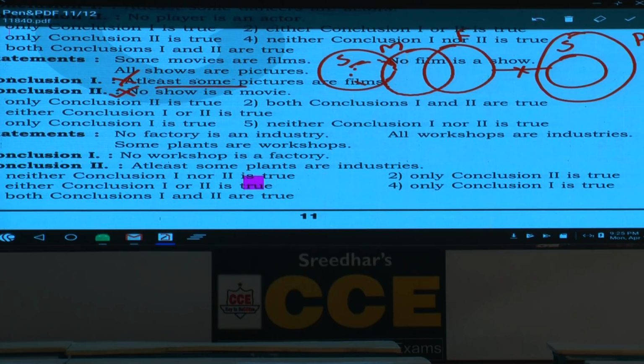Now some pictures are films, true or not? Some pictures are films. If show comes like this, then what happens here? All shows are pictures. Picture will also come along with this one or not? If it comes like this, now I will rewrite this, 1 second, because there is only one color in this.